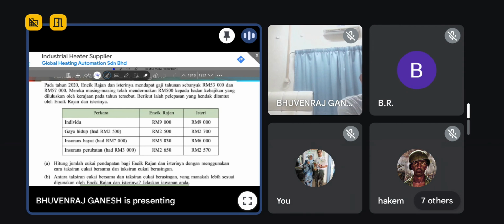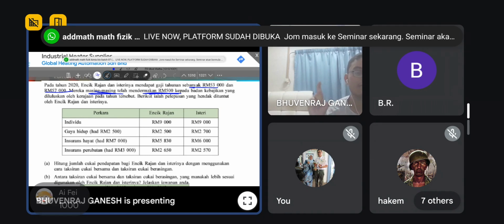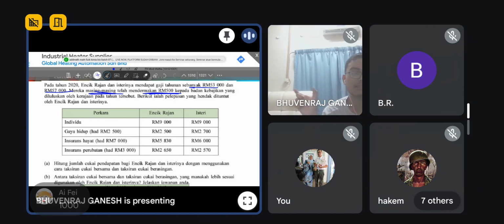So now, let's say they have an annual income of 53,000 and 57,000. This one you must take note, guys. Masing-masing mendermakan 500. So total, how much do they donate? Can you all tell me? They donate RM500 respectively. So respectively means what? What is the total amount that you donate? Yes, it should be 1,000. Correct. 500 for husband, 500 for wife. So total is 1,000.